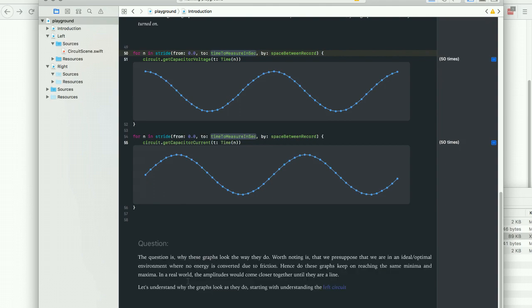And now here's a question. The question is why these graphs look the way they do. Worth noting is that we presuppose that we are in an ideal optimal environment where no energy is converted due to friction.